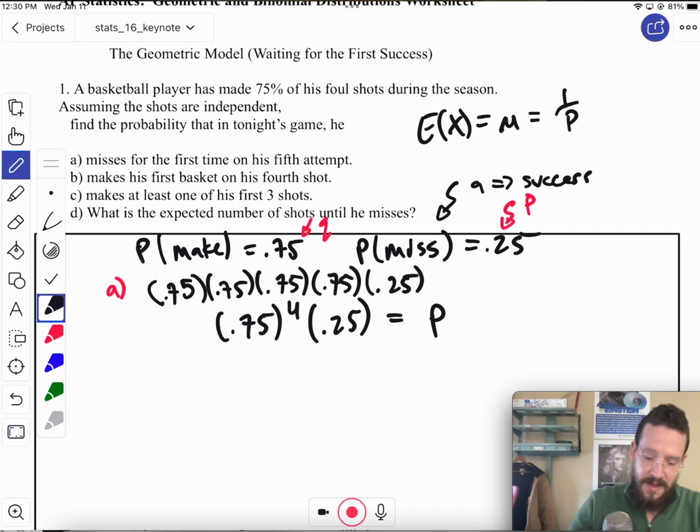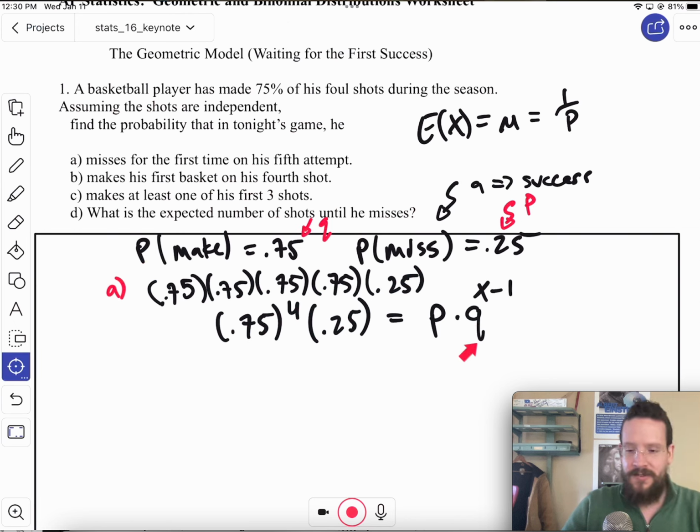And the formula is P times Q, which is just 1 minus P, the complement, to the amount of trials minus 1. How this is interpreted is that we're doing something until we succeed. That means we're going to have that many failures minus 1. Our failures will be equal to the amount of attempts minus 1. Because if we're shooting 5 shots and the last one's a make, that means this would be 5 minus 1, which is 4.